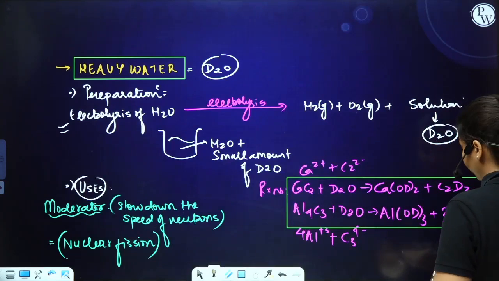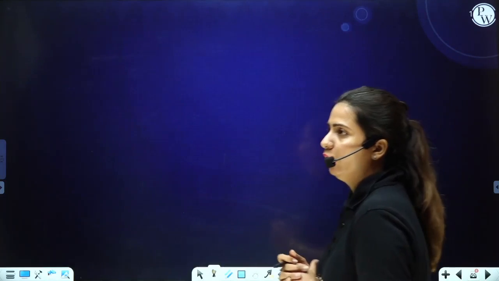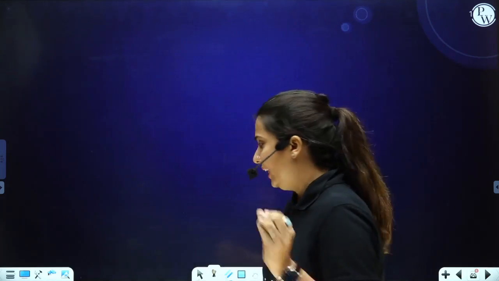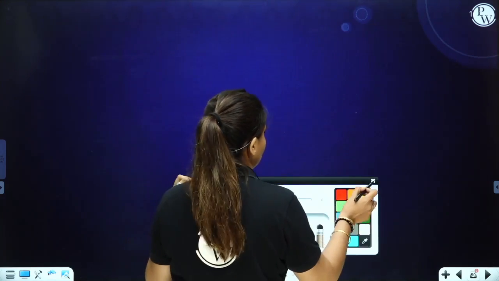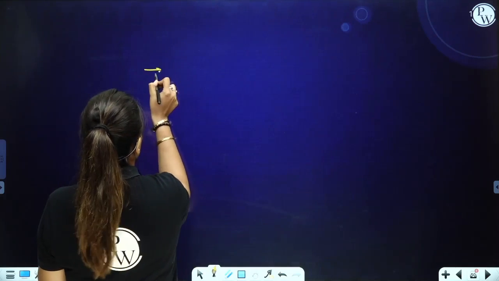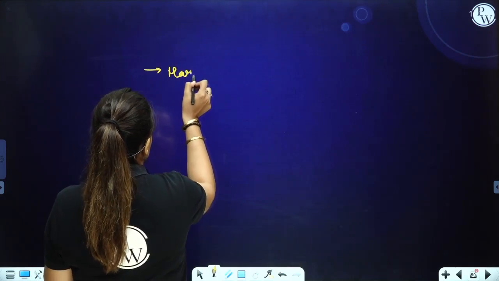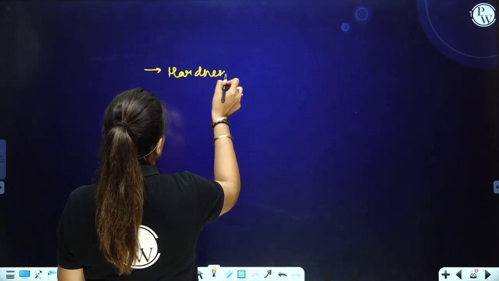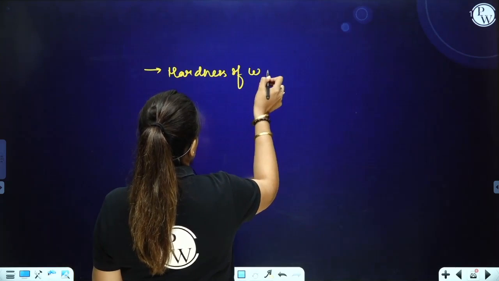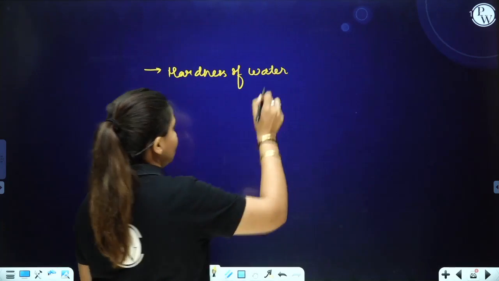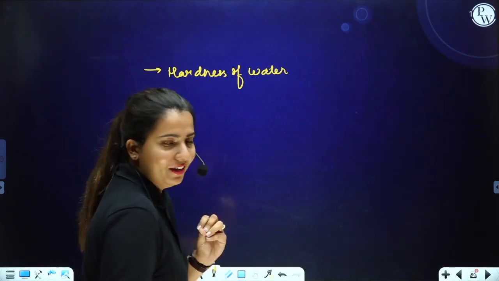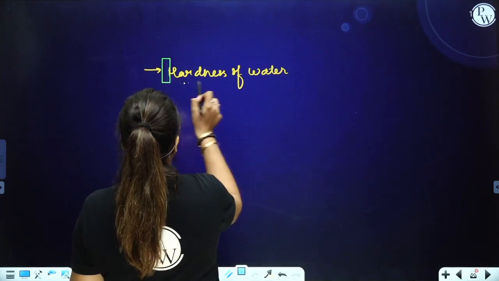Now we are done with the heavy water. Now we have to move towards the next important part, which is the hardness of water. Many questions are coming from this chapter under the topic hardness of water. Now we have to discuss the last topic of this chapter, which is the hardness of the water.